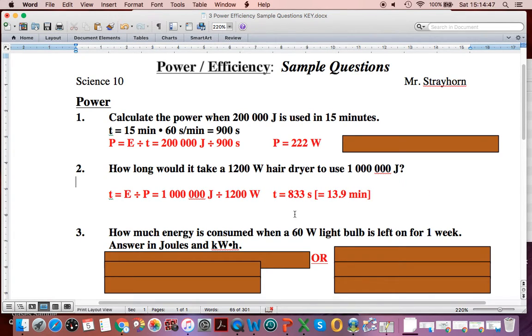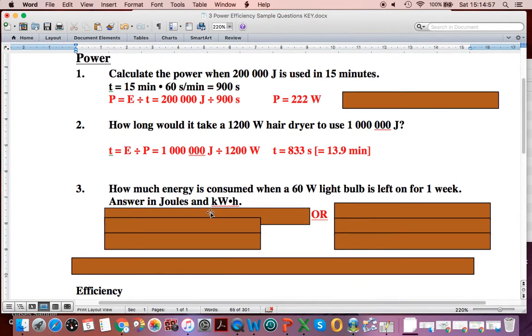And it's 833 seconds. Now, you don't have to convert it to minutes. I just did that to give you some idea what it means by multiplying by, or dividing by 60. Next question.